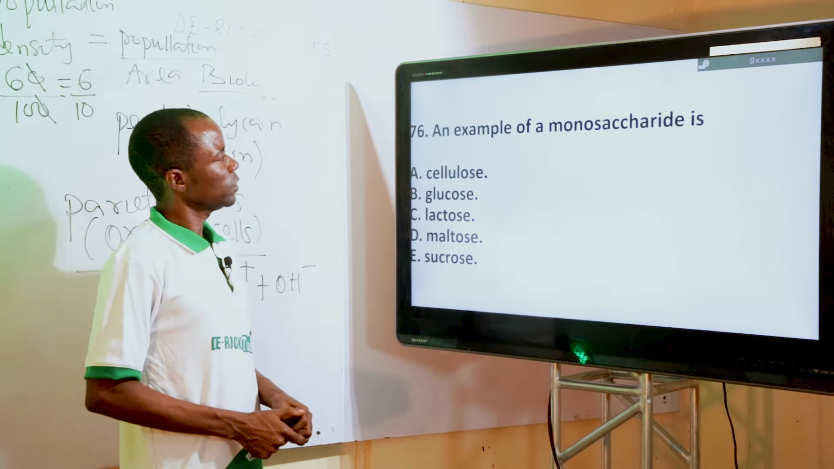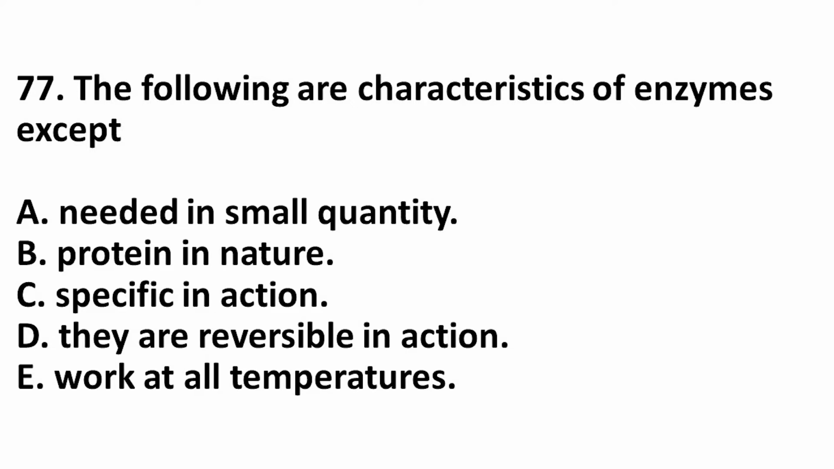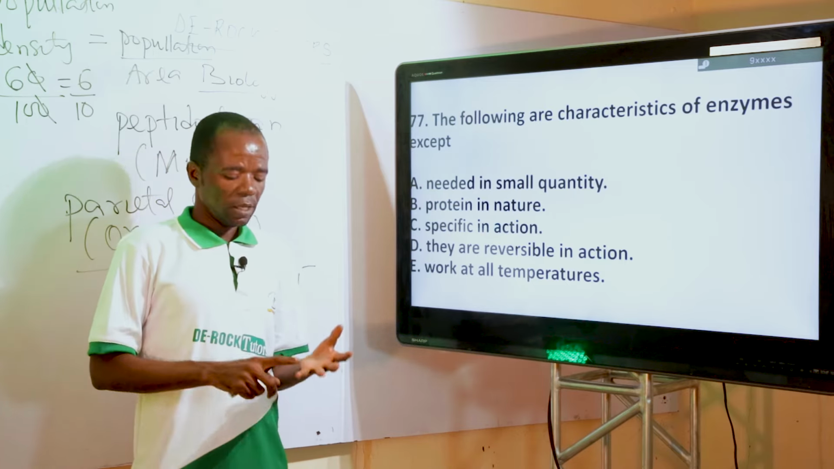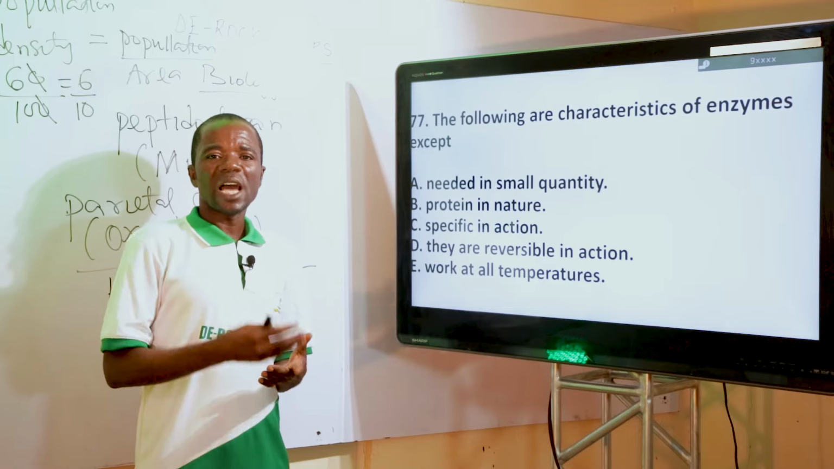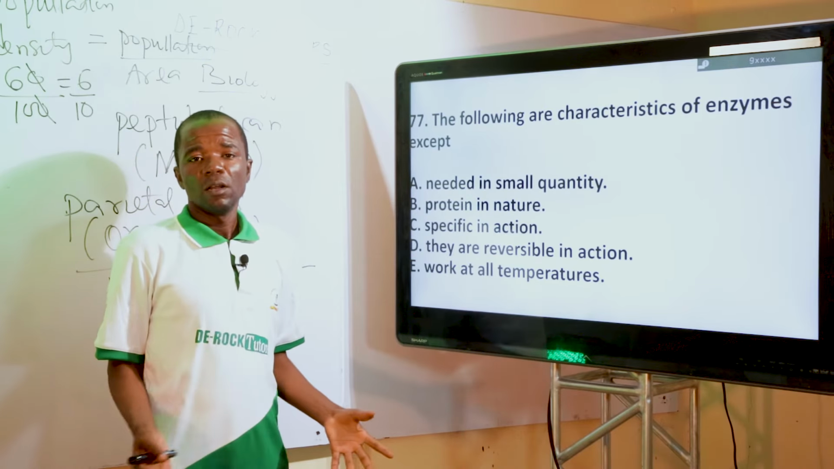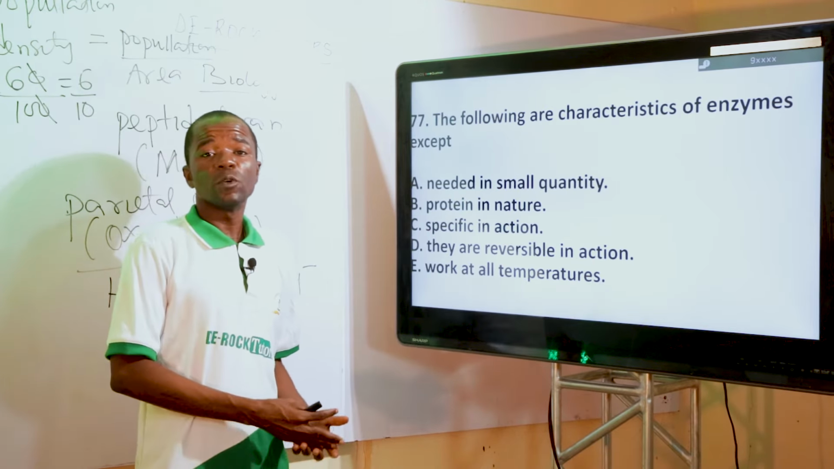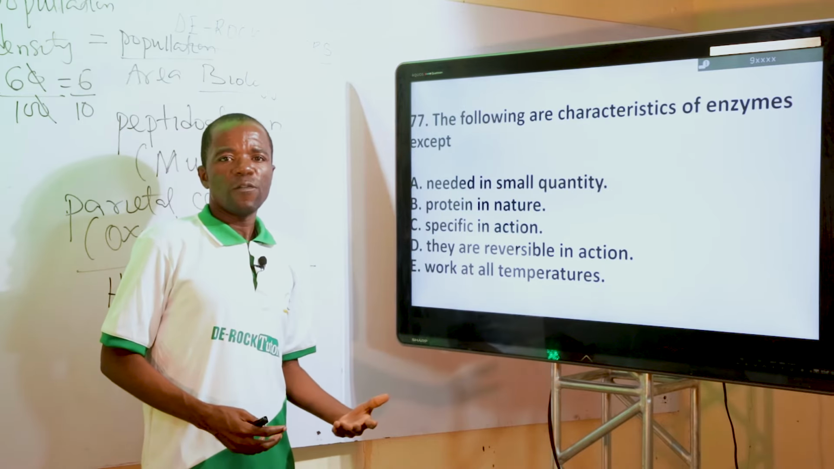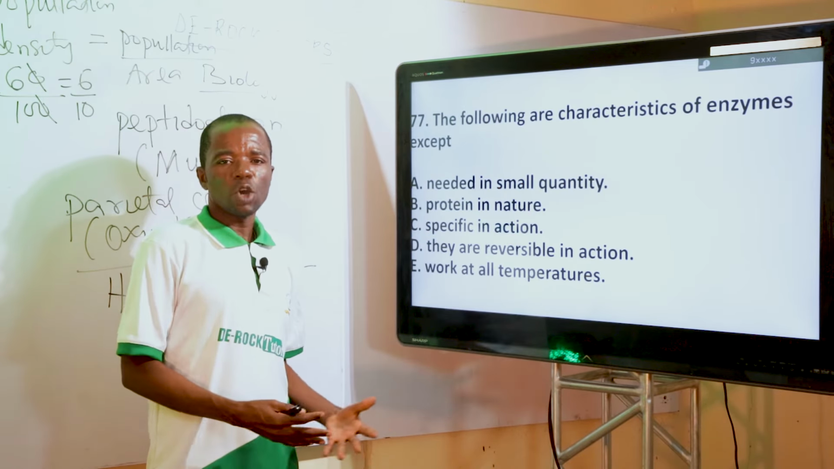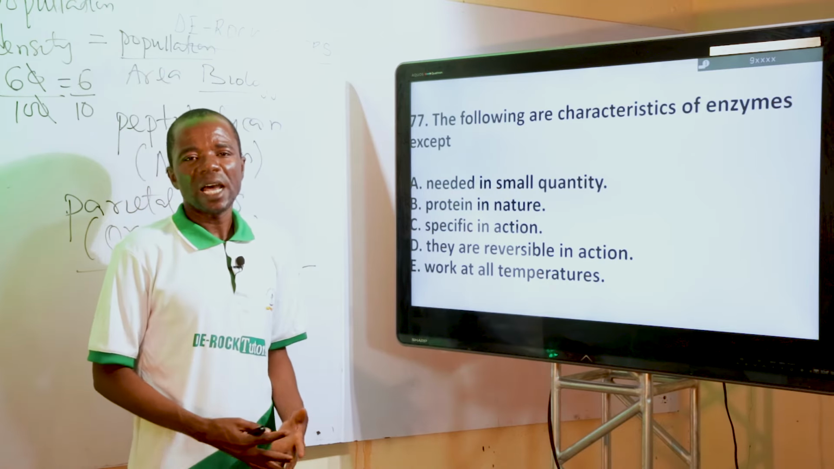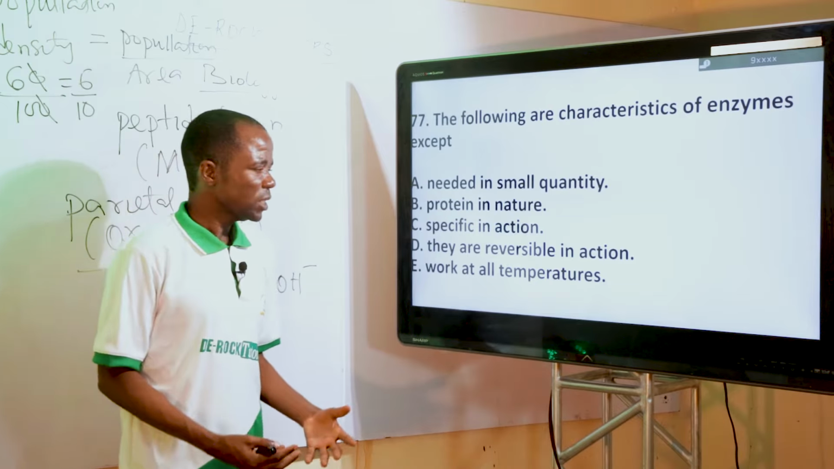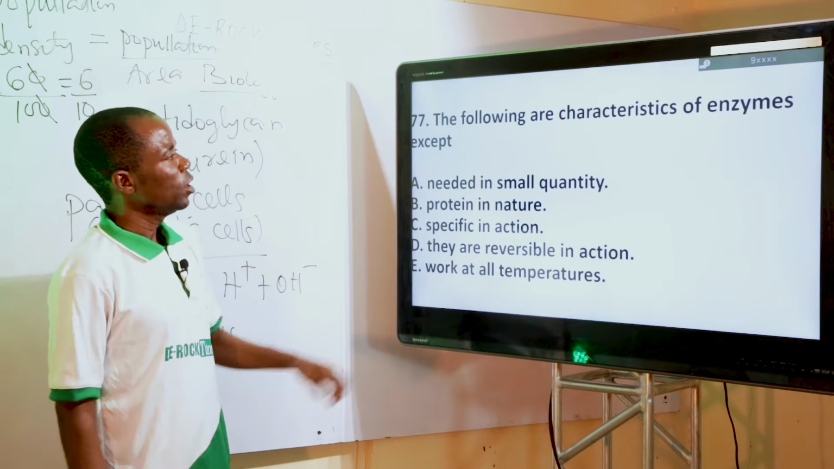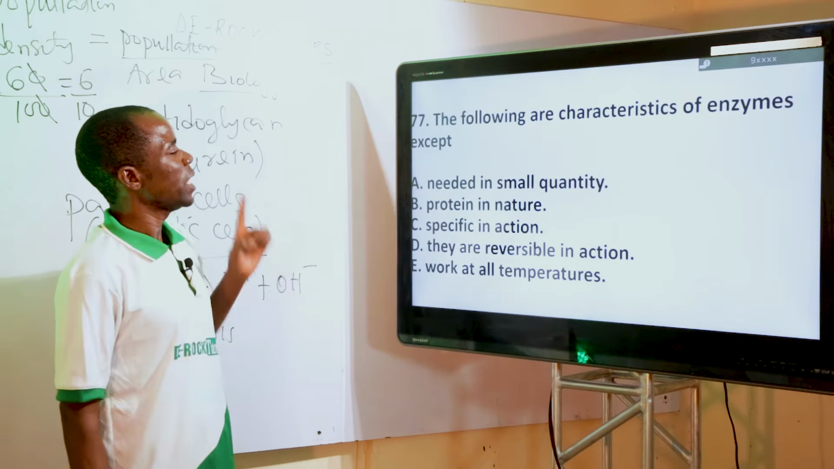Let's go to number 77. The following are characteristics of enzymes except. Now, enzymes have various characteristics. They are specific in action, they are proteinous in nature, they are activated by certain substances called coenzymes, which are not proteinous. They operate at a certain optimum temperature, they are inactivated or they are denatured by extreme temperature, and so on and so forth. And if you look at this, the following are characteristics of enzyme except.